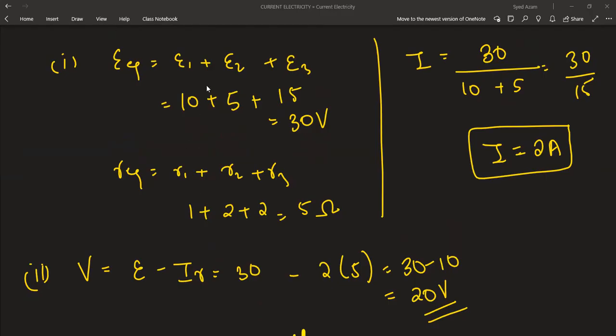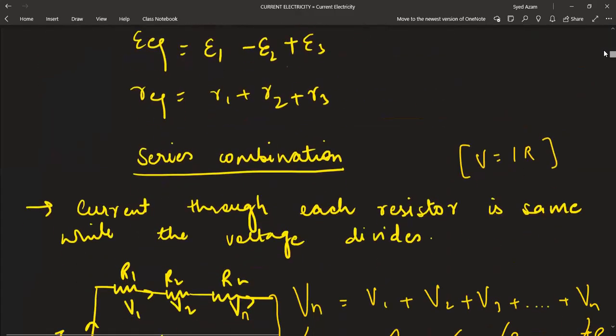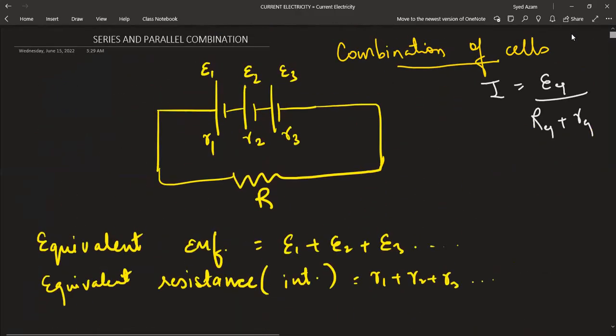Yeah, you've understood, Shwana? Are you there? Okay, Shwana. Write it till here. Write it till the reversing of cell. Then I'll start with the resistors series and parallel combination.